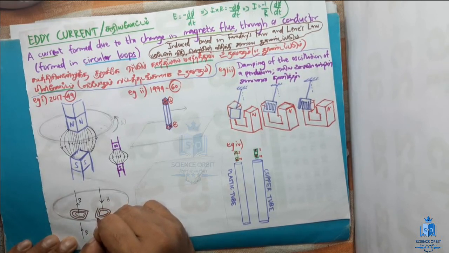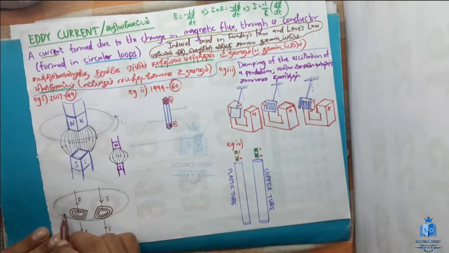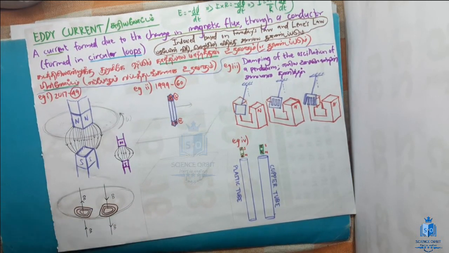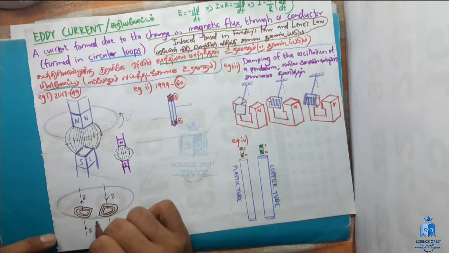Why not circles? If you draw circles, what will happen? These might intersect with each other. That can't happen, right? Magnetic field lines can't intersect. So that's why I have not drawn circles. All right. So this is the loop.